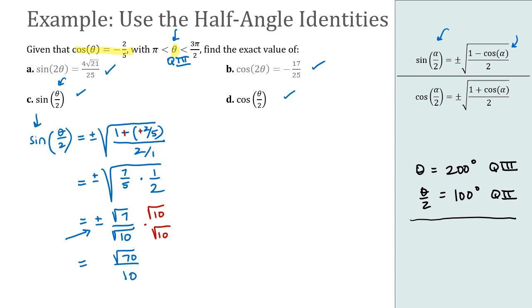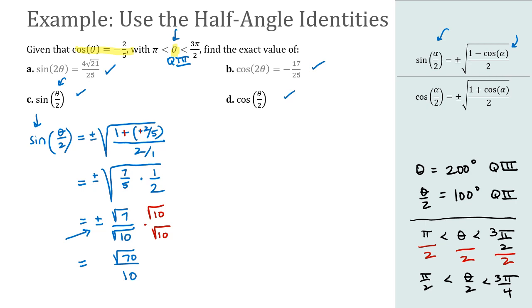But if you are being given that pi is less than theta is less than 3 pi over 2, but you want to know something about theta over 2, so let me just write this out. Well, if you divide that theta by 2, then you also have to divide the pi by 2 and the 3 pi over 2 by 2. Did you get that? So that becomes theta over 2 is going to be between pi over 2 and 3 pi over 4.